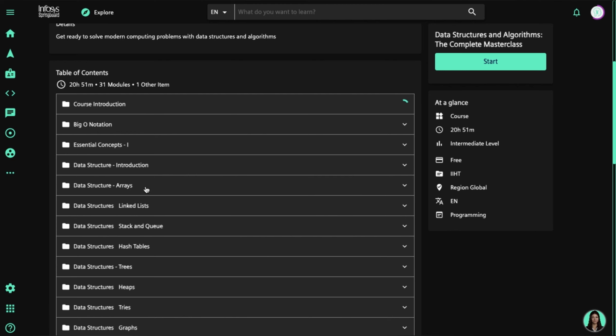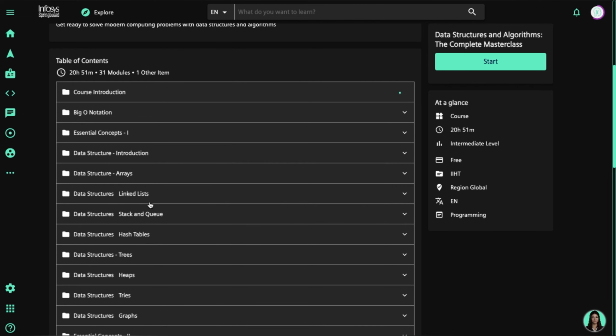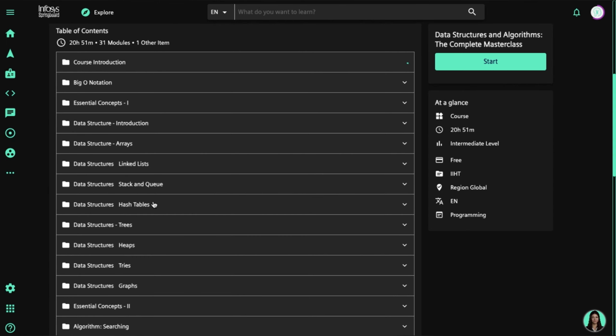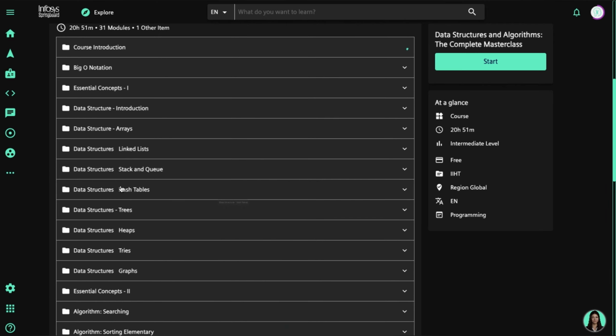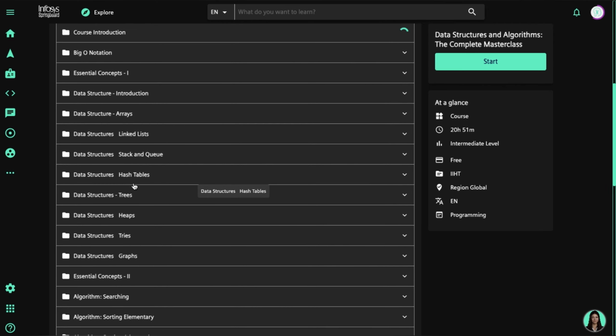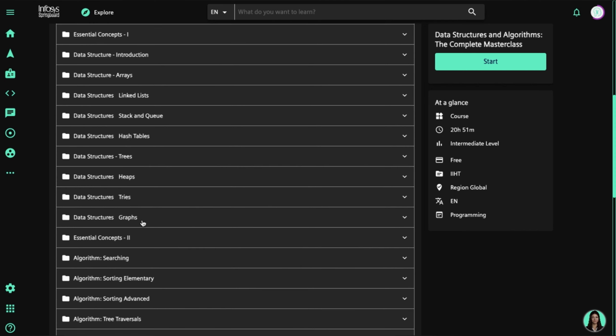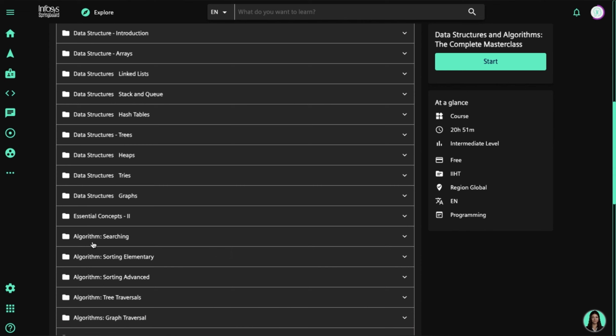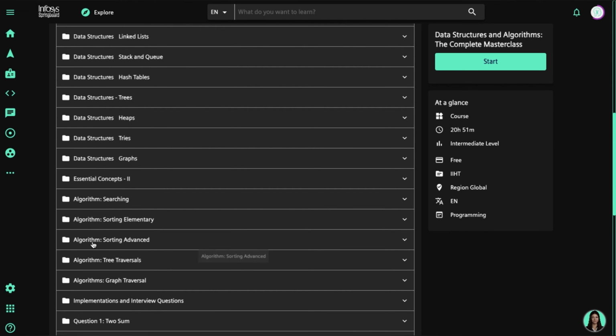And next, the arrays. What is a linked list? Linked list is also important, then stacks and queues, which are understandable just by their names. Hash tables, trees, heaps, tries, graphs. Essential concepts. Second, the searching algorithms.